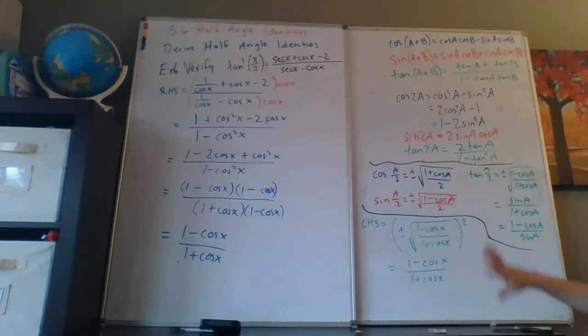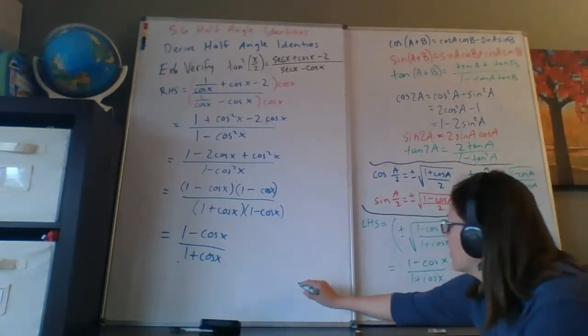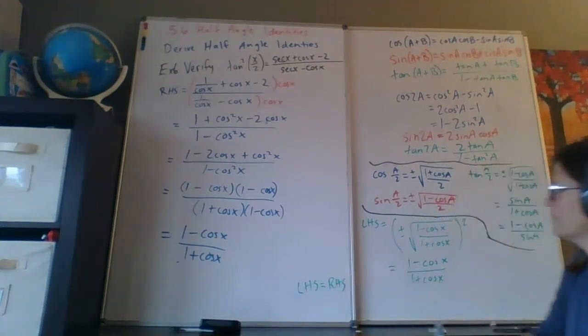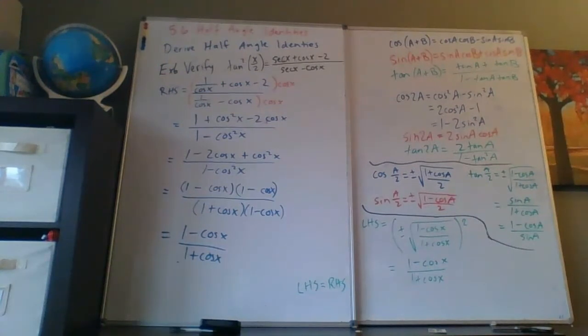So now I have shown that the left-hand side must equal the right-hand side. Because first we showed the right-hand side equals 1 minus cosine x over 1 plus cosine x, and then we showed the left-hand side equals 1 minus cosine x over 1 plus cosine x.